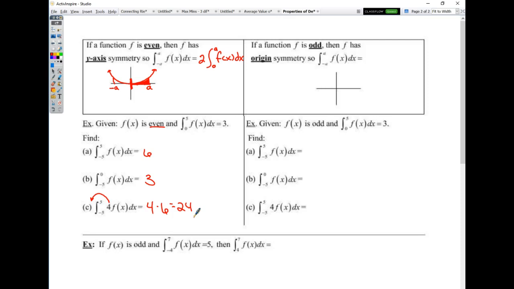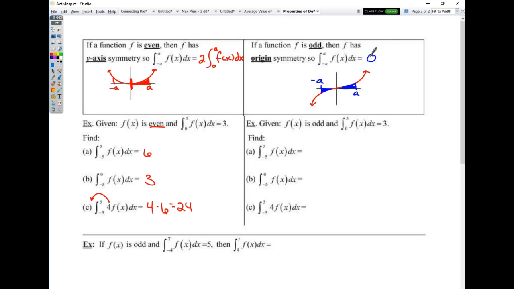Likewise, we have odd functions. Odd functions are, of course, going to be functions that are reflected over the y equals x line. We say they have origin symmetry. And much like even functions, if I'm between some negative a and a value, the area below the curve will actually be equal to the area above the curve. It's going to be the nature of odd functions, which means that if I take an integral from negative a to a of f of x dx, I should get 0.